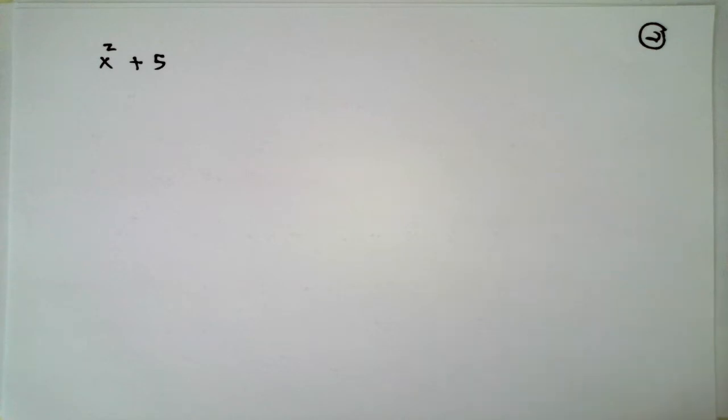On the other hand, if I have something like x squared plus 5, if you look at what the graph of y equals x squared plus 5 looks like, it never touches the x-axis. I cannot split this up into linear factors as I did with x squared minus 5.